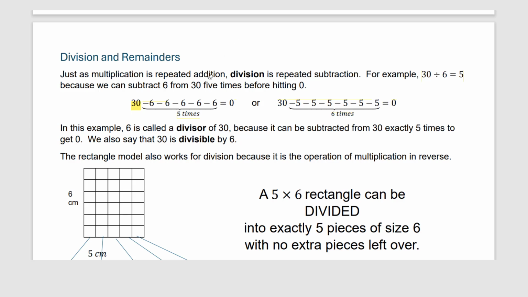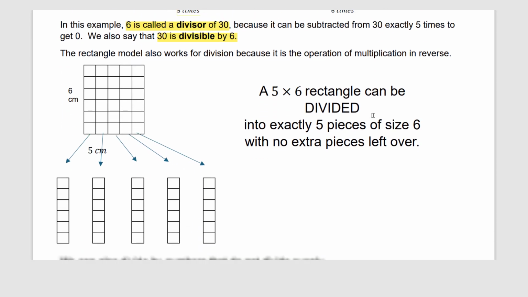In this example, by the way, 6 is called the divisor of 30 because it's dividing into 30, and it does so evenly. Since it goes in evenly, we say 30 is divisible by 6.